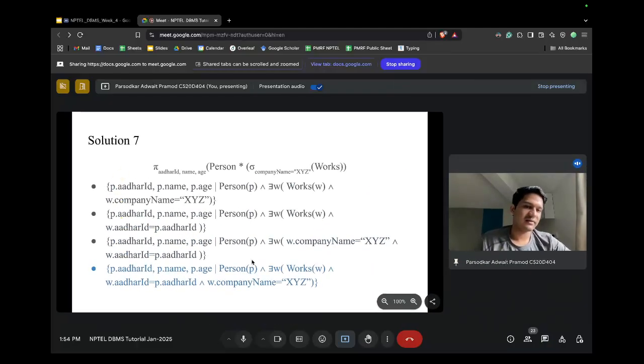Okay, so a quick sanity check that needs to be done over here is, are all these tuples or rows defined? So we used P and W. So are P and W defined? Yes, P is defined by person P and W is defined by works W. So that is the first check that we need to do. The second check, have we mentioned a join condition? Yes, we have mentioned a join condition, that is w.aadhaar ID equal to p.aadhaar ID. And finally, have we mentioned a select condition? Yes, we have mentioned a select condition which states that w.company name equal to XYZ. So if these three things are ensured, then you can be more confident that your answer is correct.